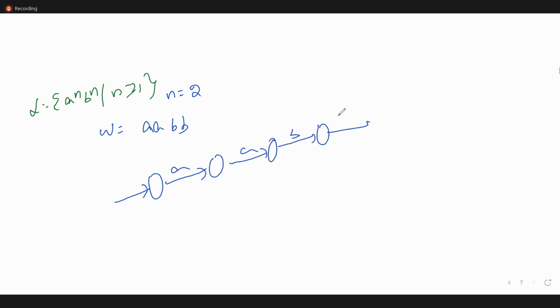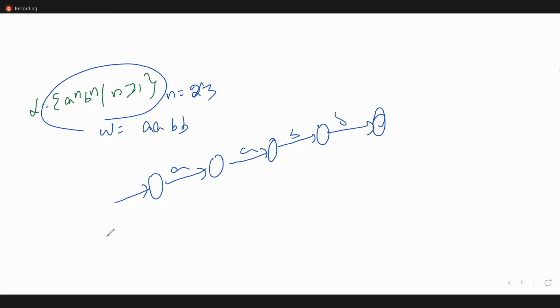Okay, suppose my n value I have changed it to 3. So what you have to do, again, it has to accept AAABBB. So one machine cannot be constructed for this a power n, b power n language.